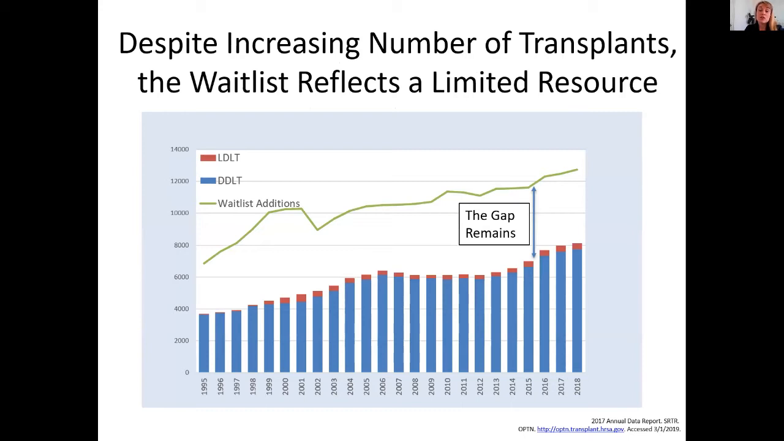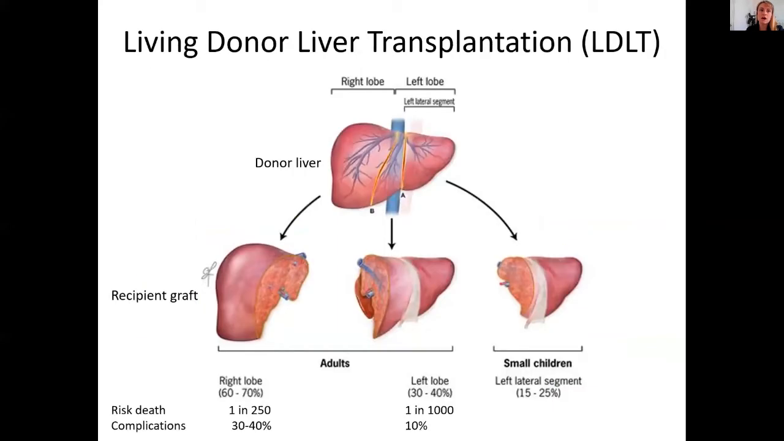And despite an increasing number of transplants in our country, the waitlist continues to reflect a limited resource. You see this gap between our waitlist additions, the people that we think need a transplant, and the actual transplants that are occurring. And this is exactly why we offer living donor liver transplant to our candidates on the waitlist. Living donor liver transplant is when a recipient's organ, the recipient candidate's organ, is completely removed and a healthy lobe or piece of liver from a healthy donor is put in its place. That remnant liver in the donor and the piece of healthy liver in the recipient both grow to the full size of an organ.